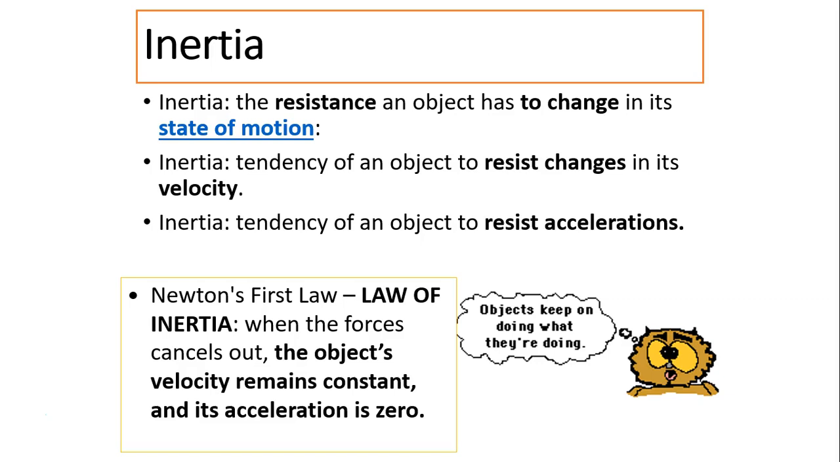So Newton's first law is many times called the law of inertia. That means when the forces cancel out, the object's velocity remains constant and its acceleration is zero. So the law of inertia is that objects resist change. It will not change its velocity.